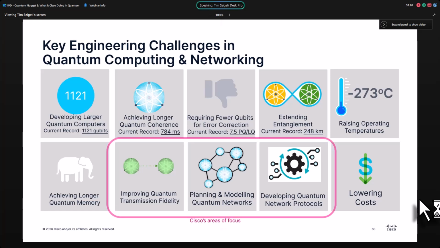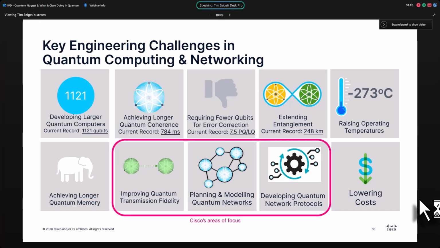But the area of focus that Cisco is applying themselves on, we're playing to our strength. We're 40 years plus a networking leader. And now we're bringing all that expertise in networking, in photonics, in communications and protocols and security to the field of quantum. And so this is where our area of focus is.